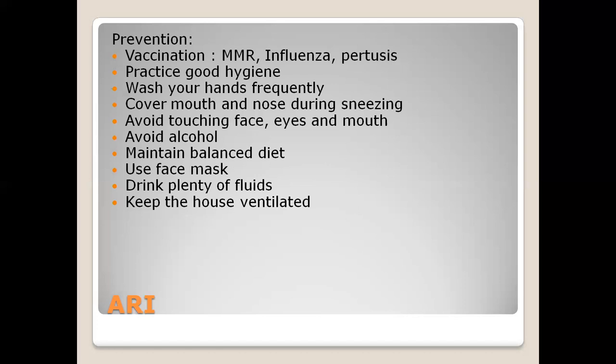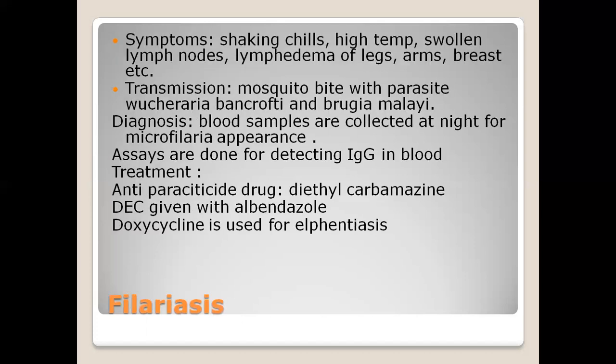And prevention of ARIs is mainly done by vaccination. Vaccines like the MMR vaccine, influenza vaccine, and pertussis vaccine may prevent this acute respiratory infection. And also by practicing good hygiene, washing your hands frequently, covering the mouth and nose during sneezing, avoiding touching the face, eyes, and mouth, avoiding alcohol, maintaining a balanced diet, using a face mask, drinking plenty of fluids, and keeping the house ventilated may prevent this ARI infection.